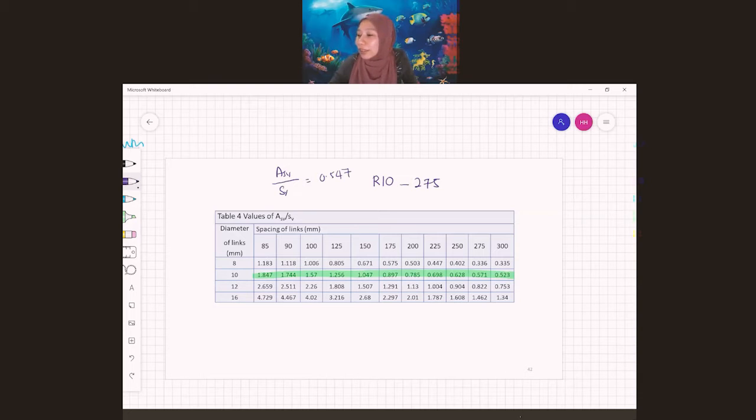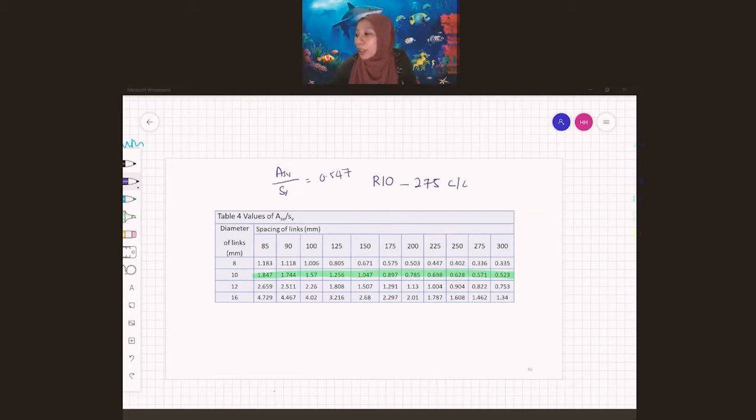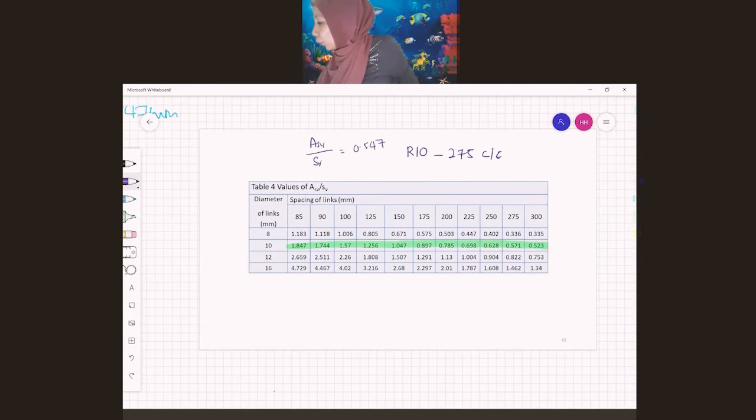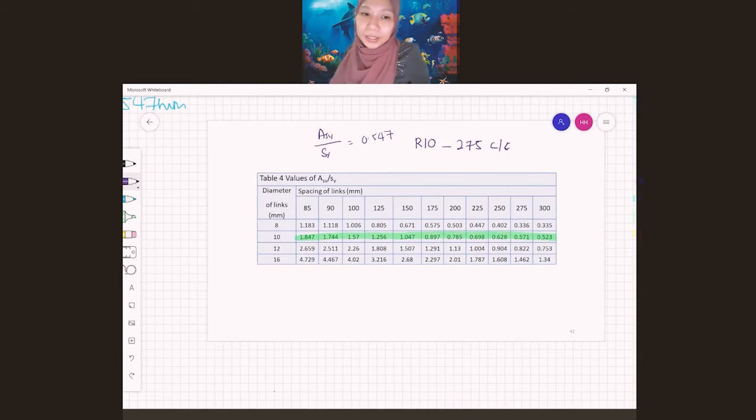Bila kita tulis dash ni, it means that spacing lah. 275 ni dia punya spacing. And then center to center. Okay, normally kita akan susun the center to center. Apa maksud center to center? Maksud center of the bar diameter tu ke center yang lagi satu punya bar tu, dia punya jarak center to center 275 tu maksud dia. Okay. So R10 275.